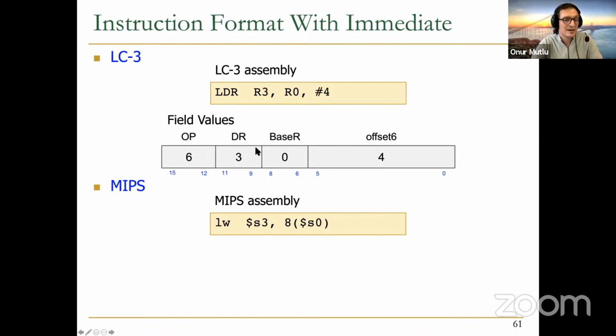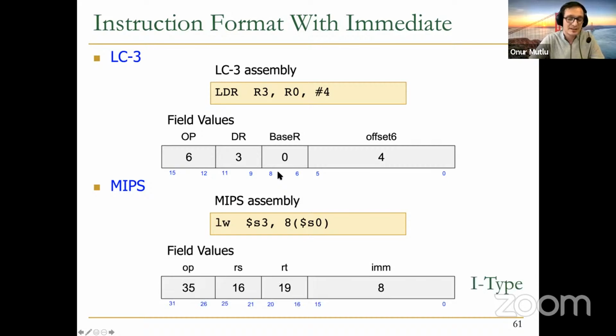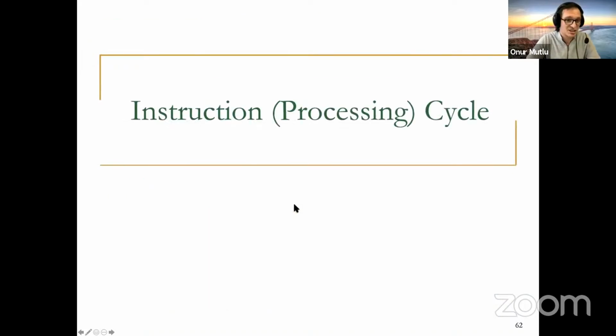And this is what the encoding looks like in LC3. You have an opcode, a destination register, a base register, and the offset is encoded as a 6-bit value over here. In MIPS, it looks a little bit different. It's called an I-type instruction, immediate type. You have an opcode, the top 6 bits, which happens to be 35 as you can see over here, then the base register, then the destination register, and then the 16-bit immediate. So it really depends on the ISA how you encode it, but it's very similar, as you can see. There's not much difference.